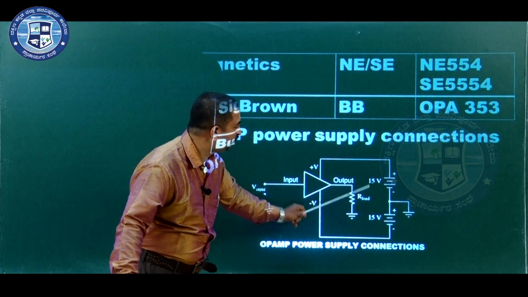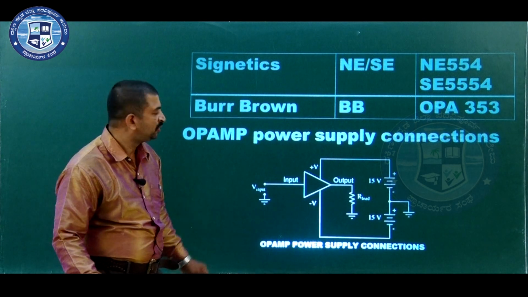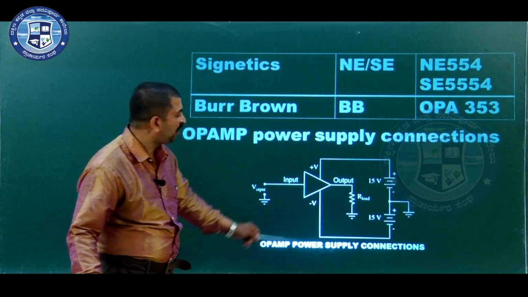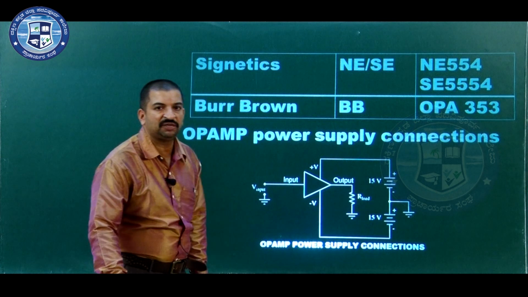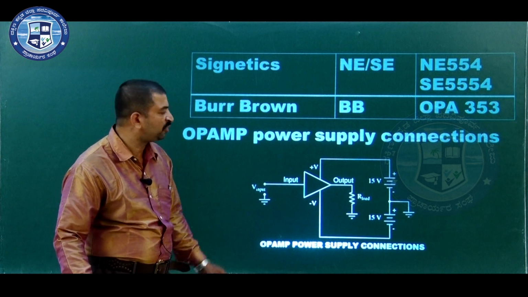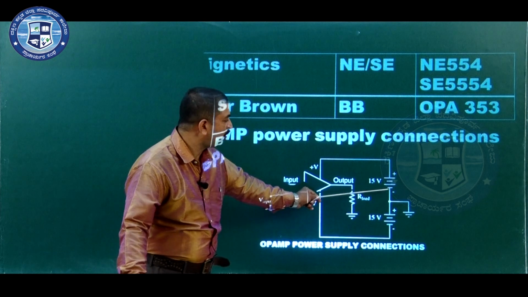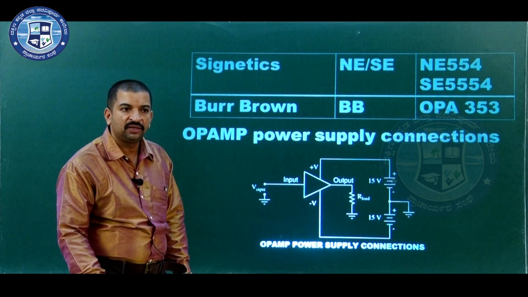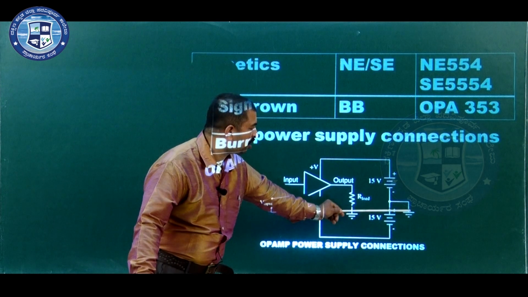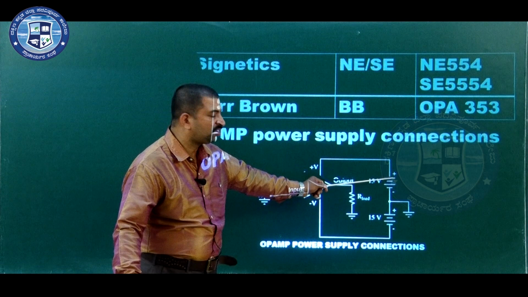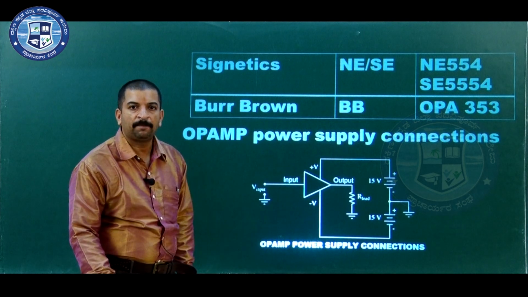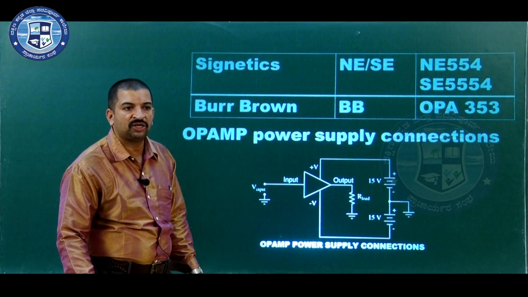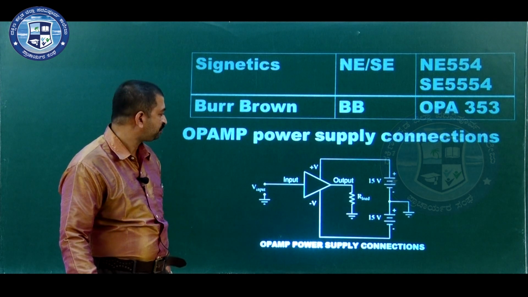Here I am using two power supplies, two DC batteries with magnitude 15 volts. Now, the negative terminal of the first power supply is connected to the positive terminal of the second power supply, which is called the common ground. The positive terminal of the first power supply is connected to the plus VCC of the op amp. The negative terminal of the second supply is connected to the minus VEE of the op amp.